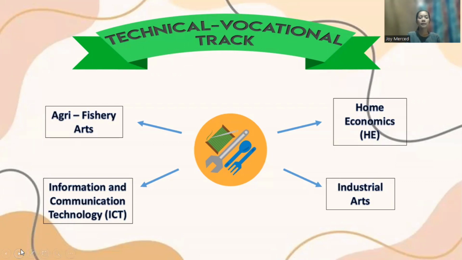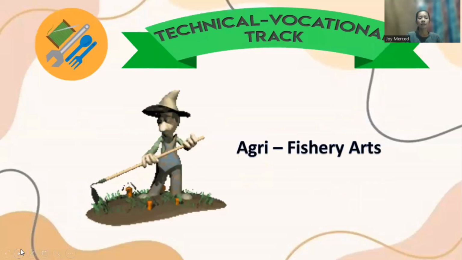So the schools may offer specializations from the 4 strands as long as the minimum number of hours for each specialization is met. Let's tackle first the first strand of the TVL track.